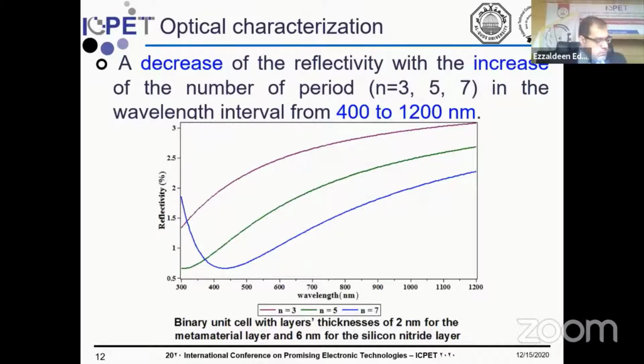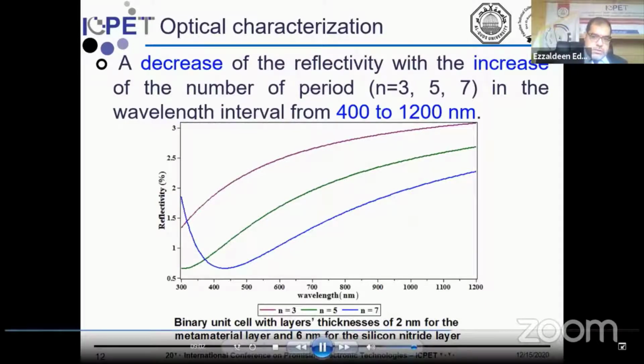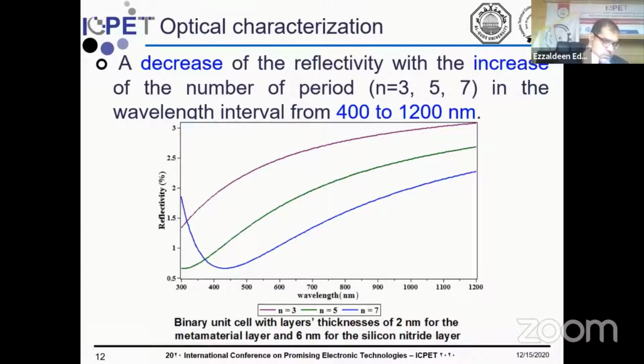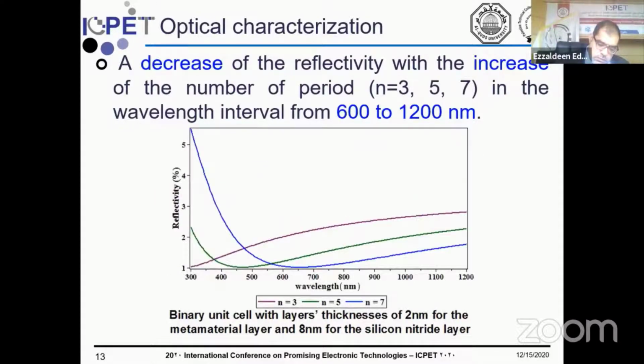Here, the binary unit cell has layer thicknesses of 2 nanometers for the metamaterial layer and 6 nanometers for the silicon nitride layer. We just take the unit cell, with the thickness of the metamaterial just 2 nanometers and 6 nanometers for the silicon nitride layer.